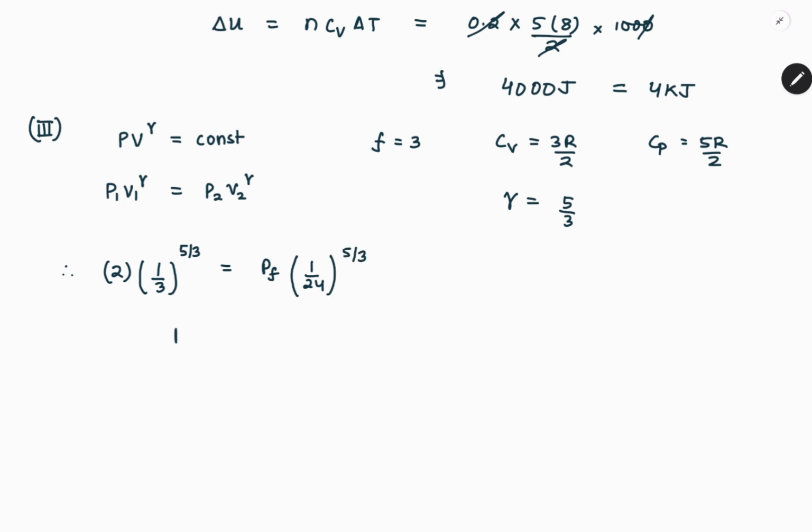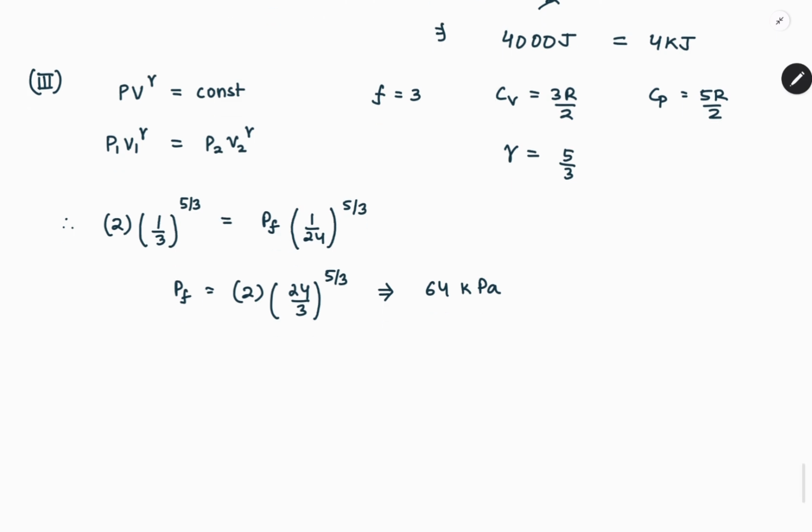So from here we can calculate P final as 2 times (24 by 3) to the power 5 by 3. So 3 times 8, 8 can be written as 2 to the power 3, 3 cancel out, 2 to the power 5 is 32, 32 into 2 is 64 kilopascal for this P final value.